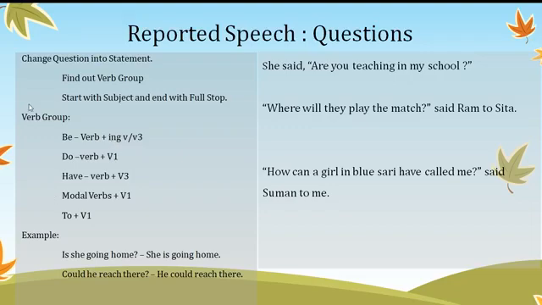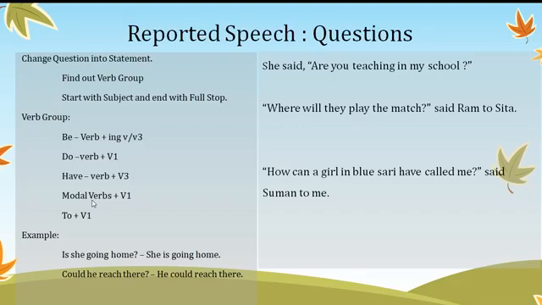Do verb always takes V1 form. You already know do verb means do, does, did. Have verb means has, have, had, and always takes verb 3. Modal verbs, what are they? We already know: will, would, shall, should, can, could, may, might, must, need, dare, ought to, used to.